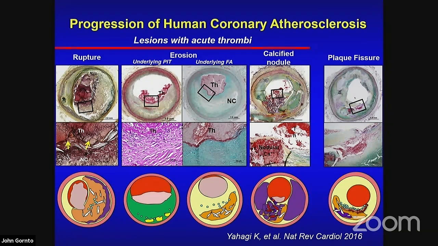Then there's calcified nodule in highly calcified arteries. What happens, the calcium sheets break up and they protrude into the lumen.